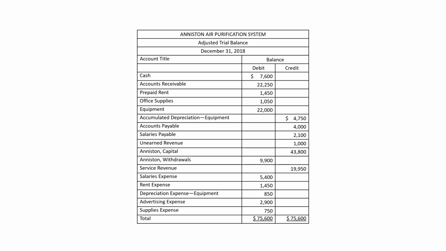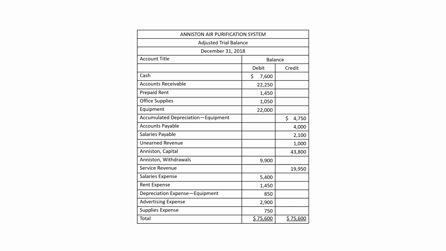So as you can see there, cash, $7,600 debit balance. Accounts receivable, $22,250. Prepaid rent, $1,450. Office supplies, $1,050. Equipment, debit of $22,000. And accumulated depreciation equipment, a credit of $4,750. Compare those balances to the ones in your book, and look at how we updated those. Then we go to the liabilities. Accounts payable, $4,000. Salaries payable, and these are on the credit side, $2,100 credit. Unearned revenue, $1,000 credit. So some of those liabilities changed as well. Capital remains at $43,800 credit, $9,900 debit for withdrawals.